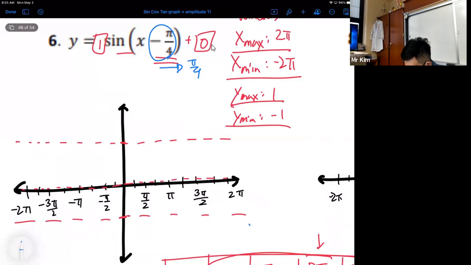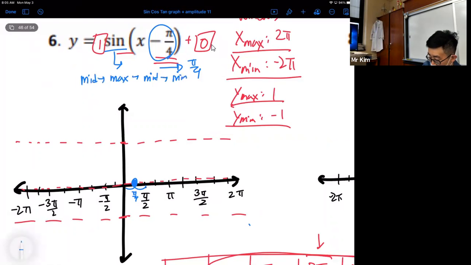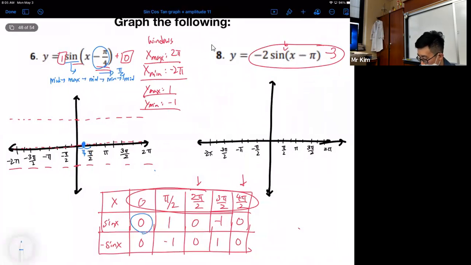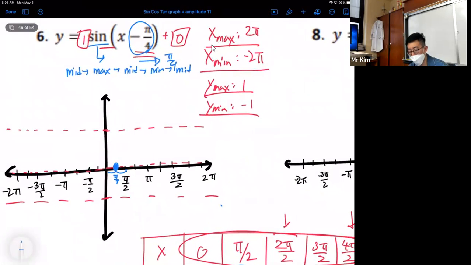So at pi over 4, which is half increment of pi over 2, which is right here, that is where I'm going to start. Sine, this is also something that you all need to memorize: mid, max, mid, minimum, and then mid. You start from the middle, go up to maximum, go to middle, go to minimum, and back to mid. So we're going to keep on alternating that, but by how much increment?